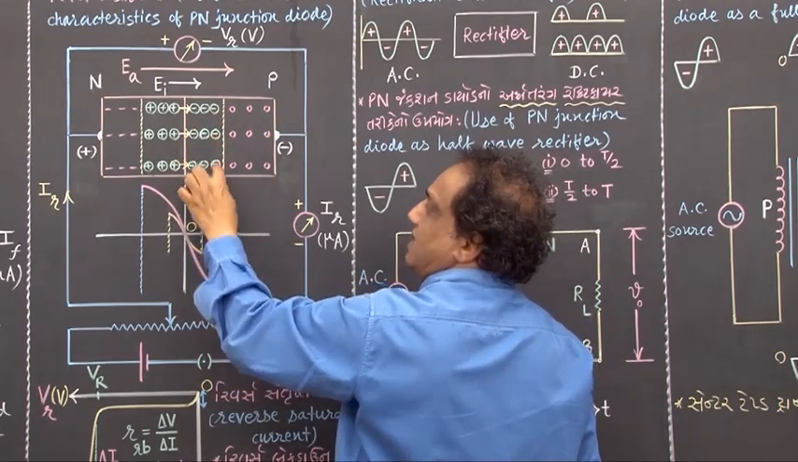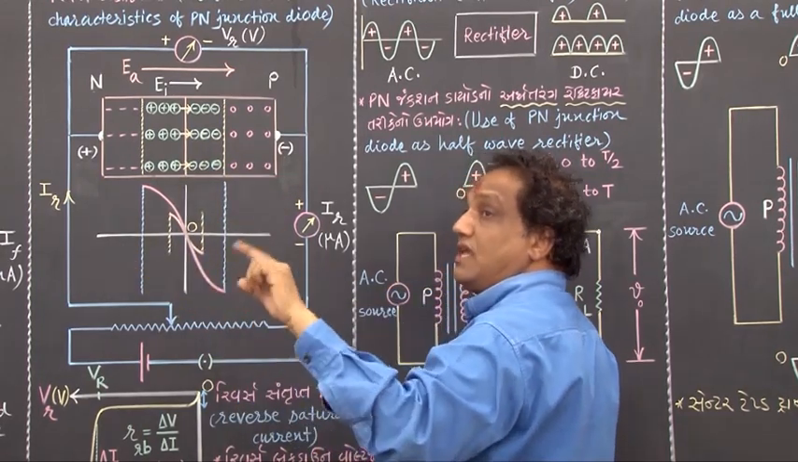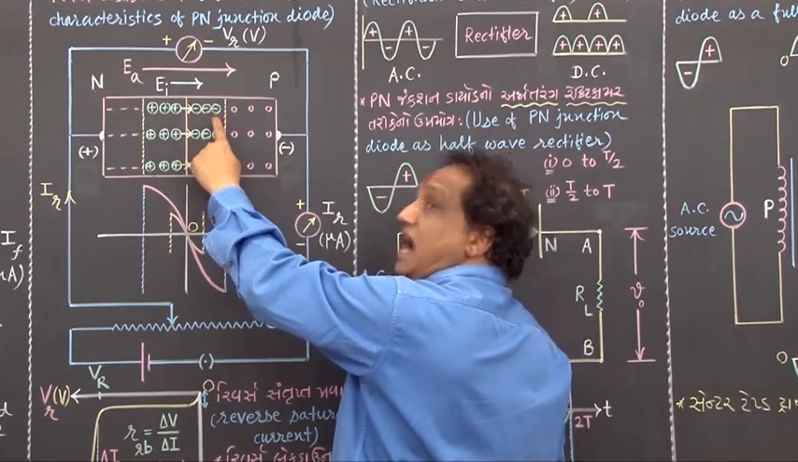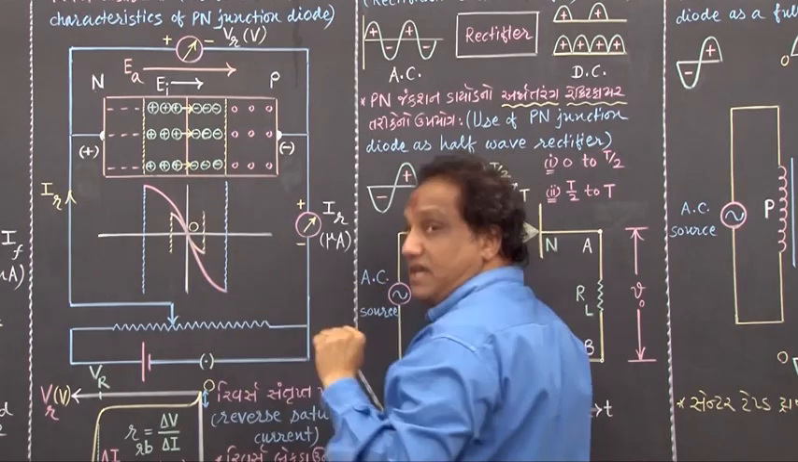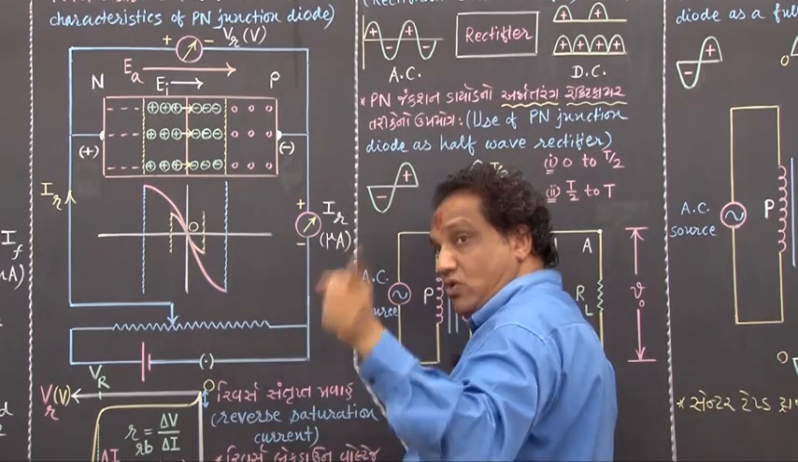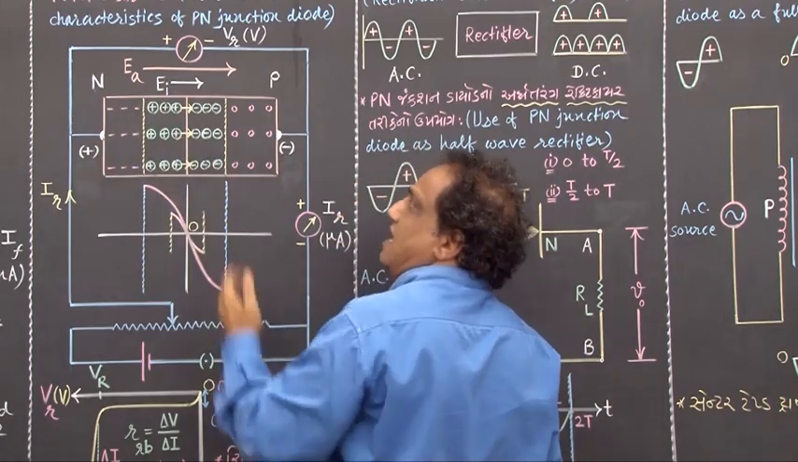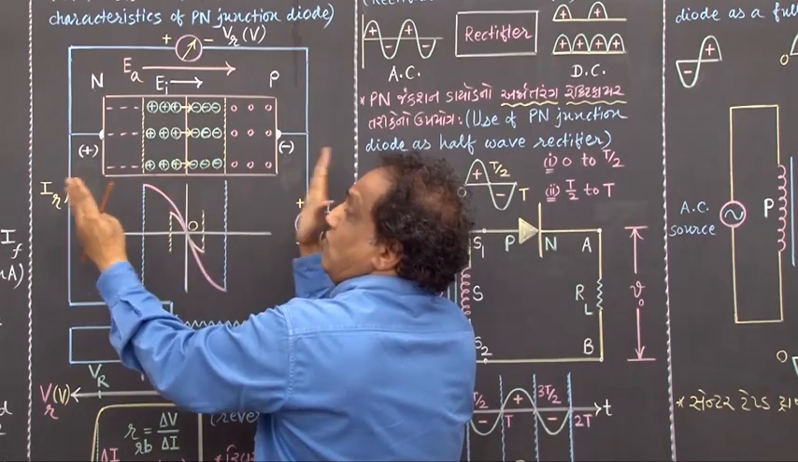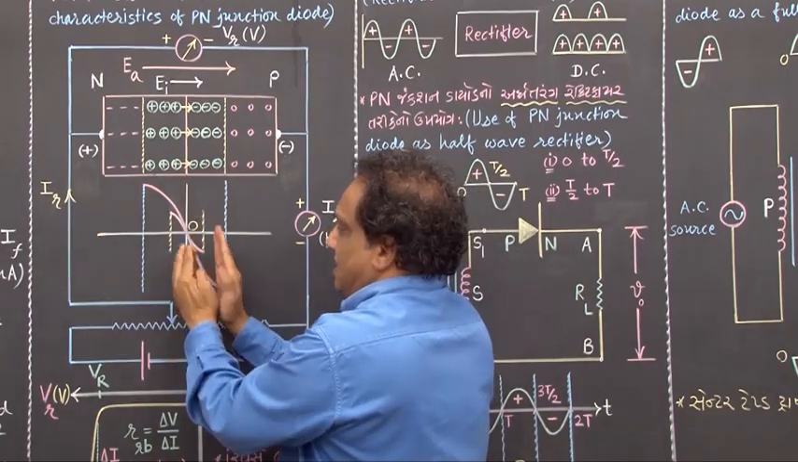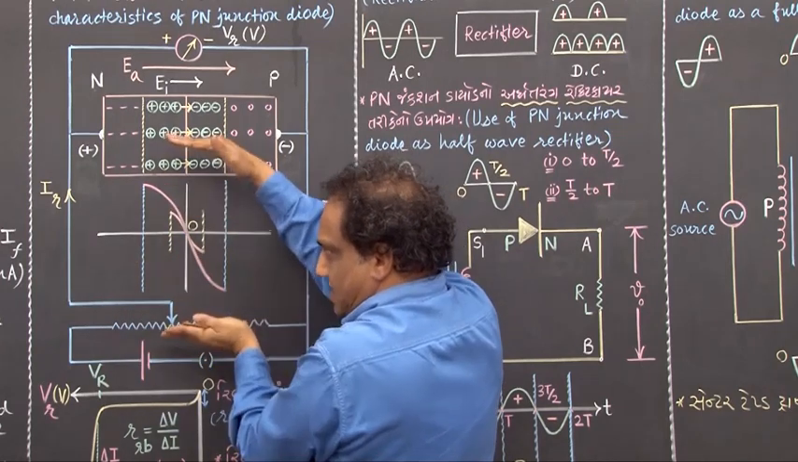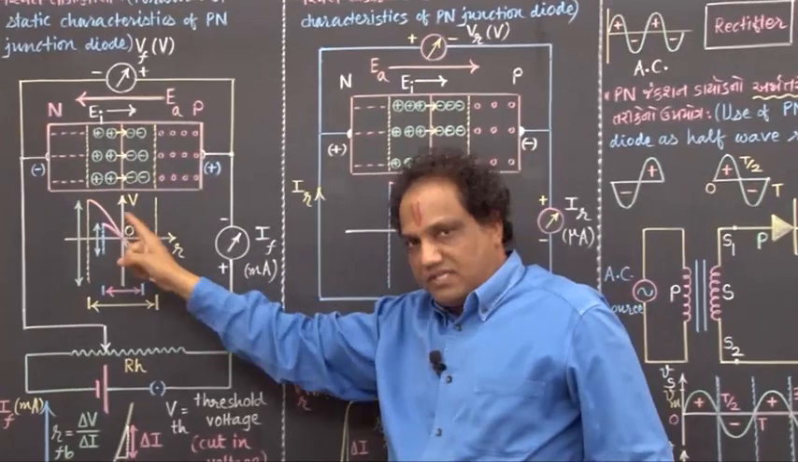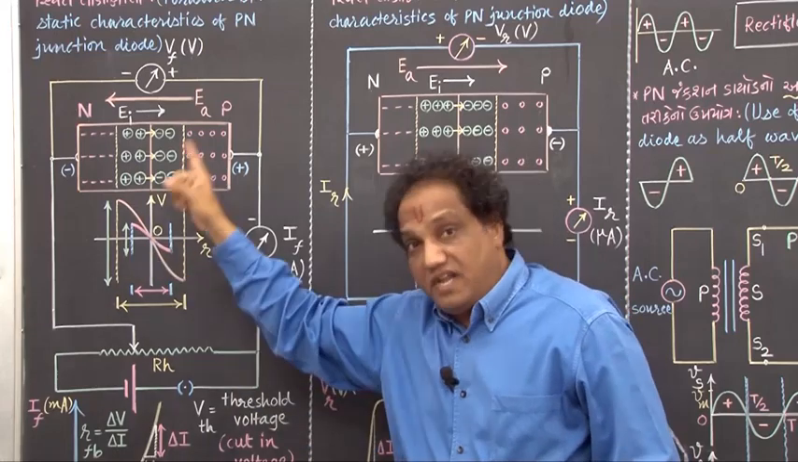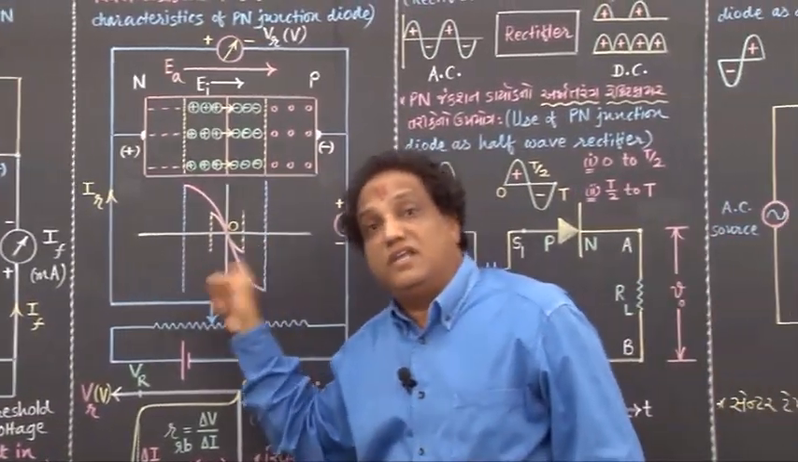Ultimately they will arrive here, and when they jump into one of the holes surrounding the aluminum atom, it will convert that neutral aluminum atom into a negative ion. So here the number of negative ions will go on increasing. So in this reverse bias condition, the number of positive ions goes on increasing here, and the number of negative ions goes on increasing here. In short, the width of the depletion layer goes on increasing. As this width increases, this height also increases. In forward bias, the height of the depletion barrier and the width of the depletion layer were both decreasing, and here both of them are increasing.